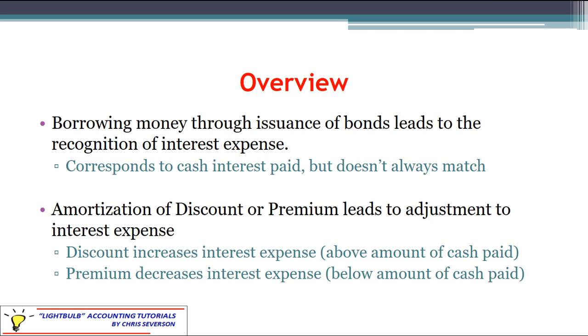So the issue here is that when we have a bond issued at a discount or premium, this leads to an amount that we have to amortize over time. We have to use that up, and then that will adjust interest expense. So the discount will increase interest expense above and beyond the amount of cash interest paid. The premium decreases interest expense below the amount of cash interest paid.